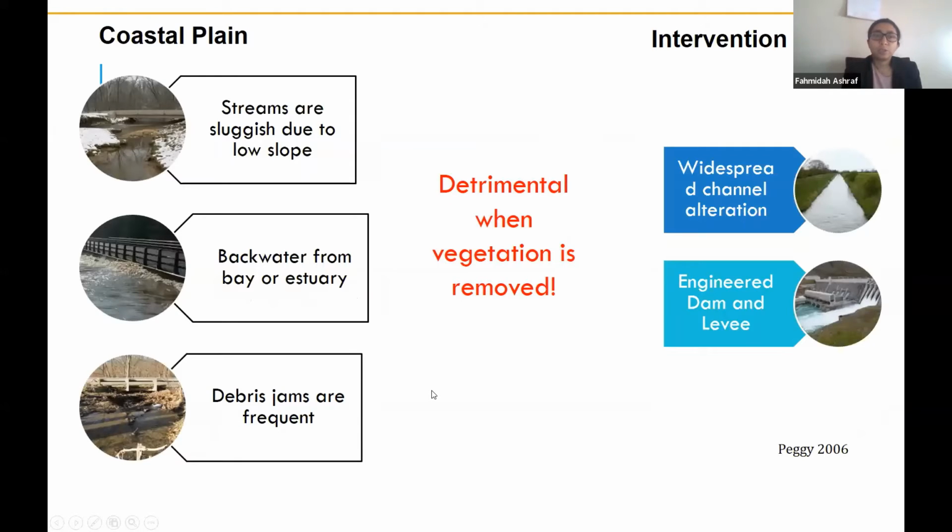Then the last one I'll be focusing on is the Coastal Plain. Here streams are sluggish due to low slope. We have backwater from bay or estuary. We also have potential for debris jam. We also have widespread channel alteration. We have enduring dams and levees throughout this region. But still, it's only detrimental when vegetation is removed. So if we do not disturb, we can attain natural stability for this region.